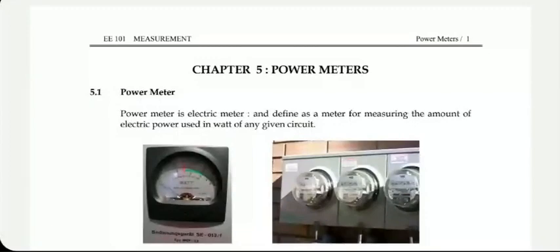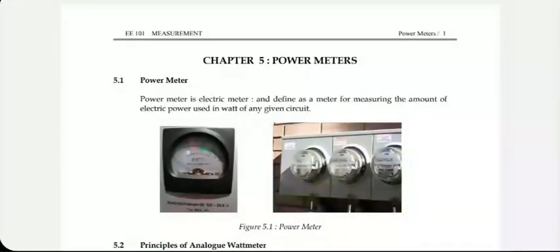Basically, what we are trying to do is integrate the functionality of a voltmeter and the functionality of an ammeter together in a single assembly. So you have one coil acting as the voltage coil or pressure coil, and the other coil acting as the current coil, which is in series with the circuit. The voltage coil or pressure coil is in parallel with the circuit.